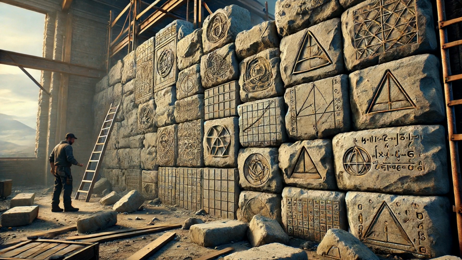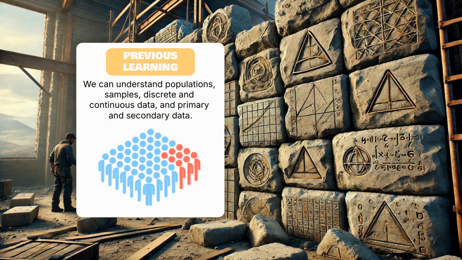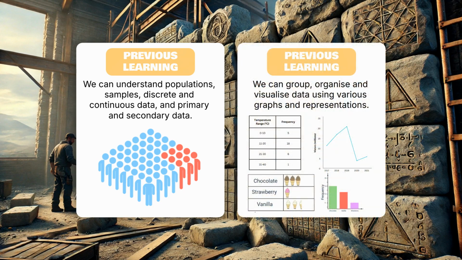So far, we've built a strong foundation in data terminology. This includes understanding populations, samples, discrete and continuous data, and primary versus secondary data. We've also covered grouping and organizing data, as well as visualizing it using frequency tables, time series graphs, pictograms, bar charts, histograms, pie charts, and scatter graphs. With this solid grounding, we are now ready to delve into cumulative frequency. This technique is especially useful for understanding the overall pattern of data distributions, calculating medians, quartiles, and percentiles, and making comparisons between different datasets.